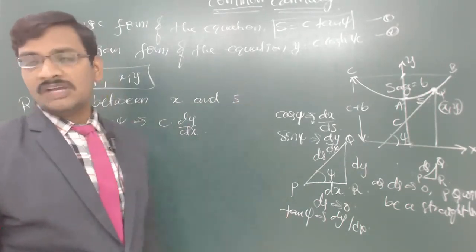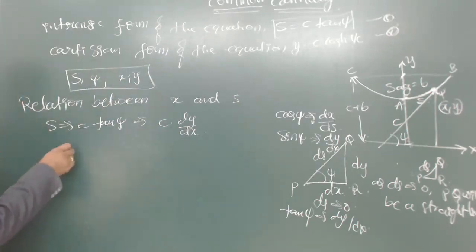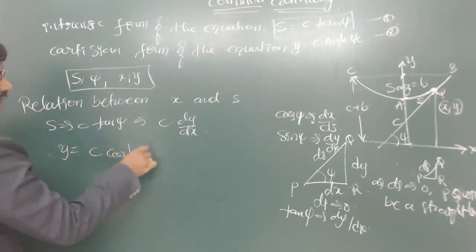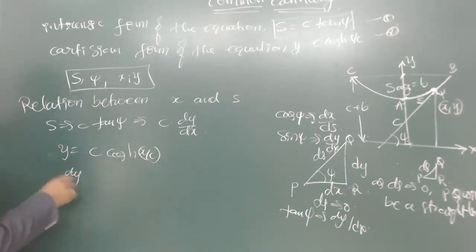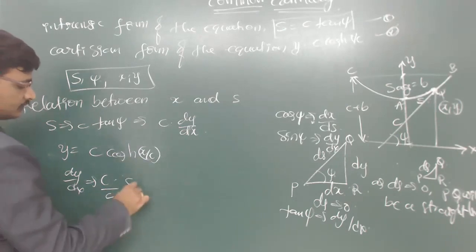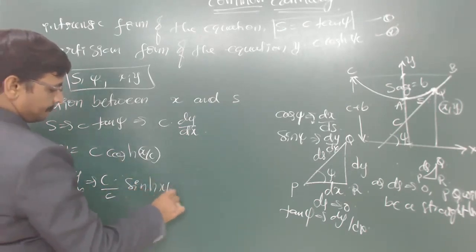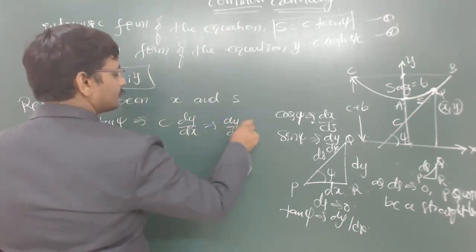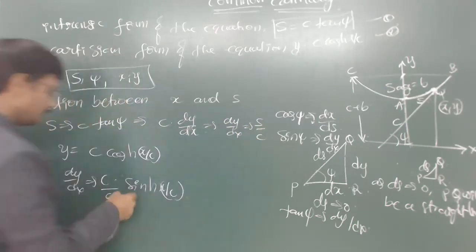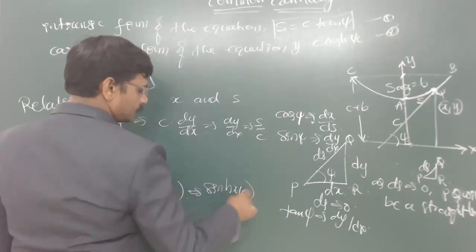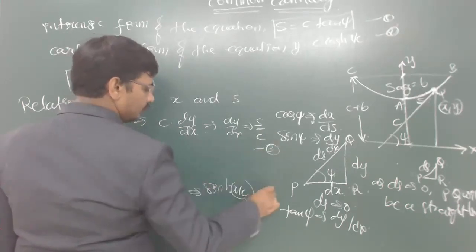If you try to find dy by dx for the second relation also, y is equal to c cosh x by c, dy by dx equals c into the derivative of cosh, which is sinh x by c, and then 1 by c will be there. So sinh x by c. From here dy by dx can be expressed as s by c, and here dy by dx can be expressed as sinh x by c. So this is equation number 3 and this is equation number 4.